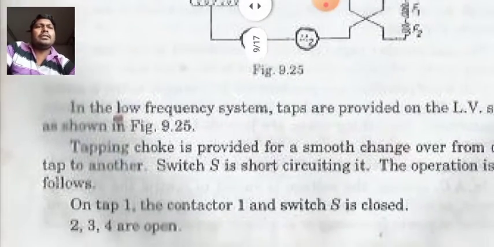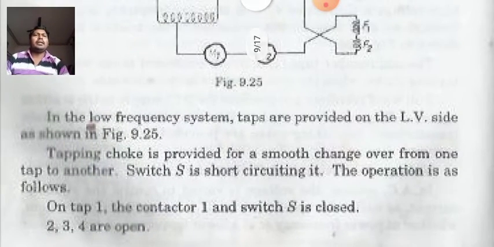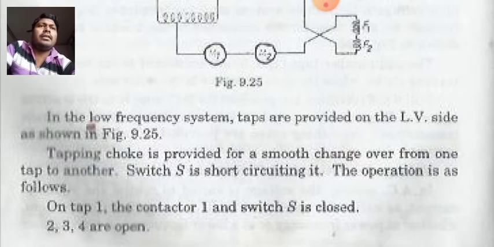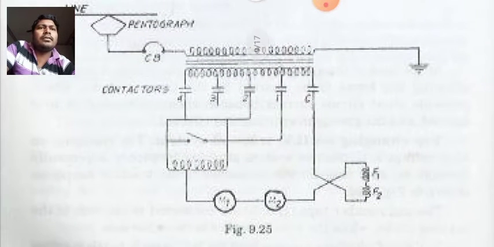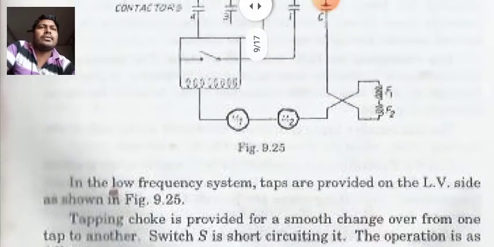In the low frequency system, taps are provided on the LV side as in the diagram. A tapping choke is provided for a smooth changeover from one tap to another. This switch S is short circuiting it. The operation is as follows. So let us understand how it is performed. On tap 1, the contactor 1 and switch S are closed. So we will first take tap number 1, right. On tap 1, the contactor 1 and switch S are closed. So what will happen?